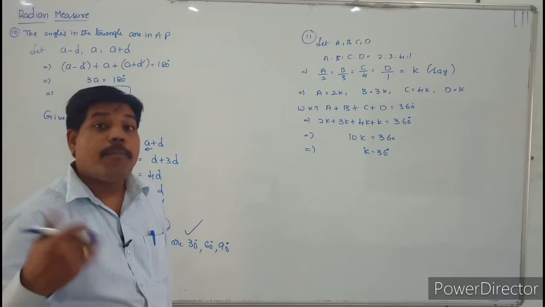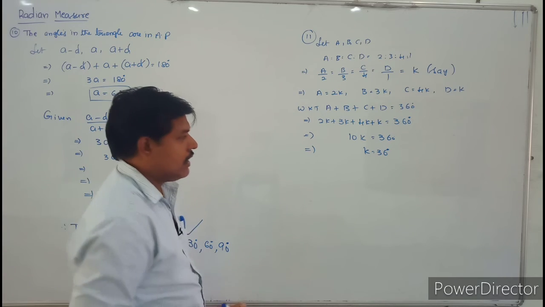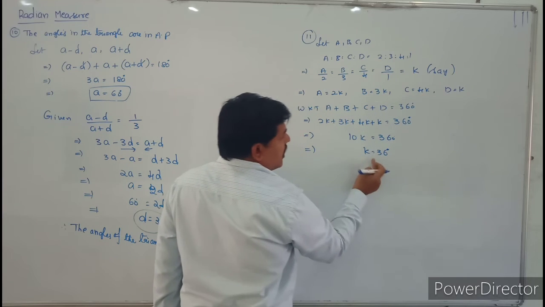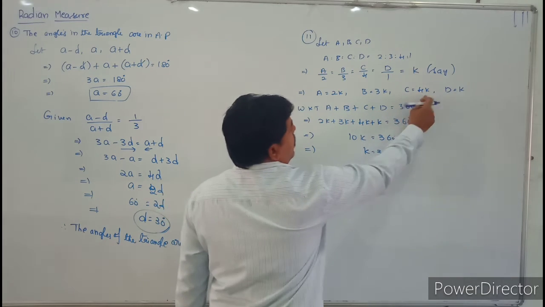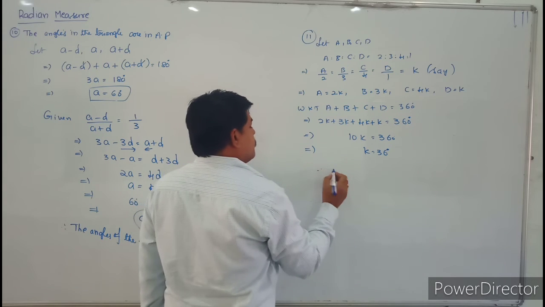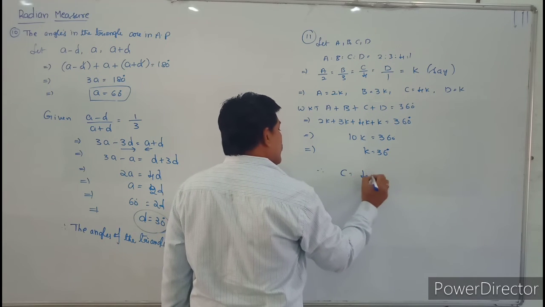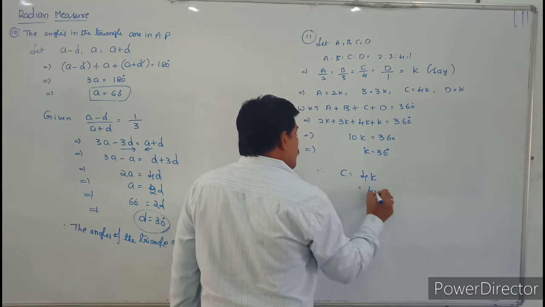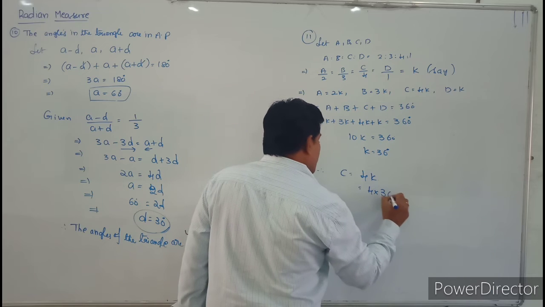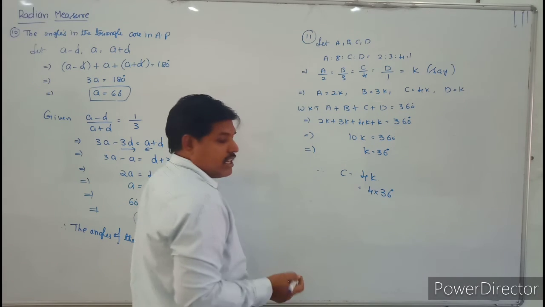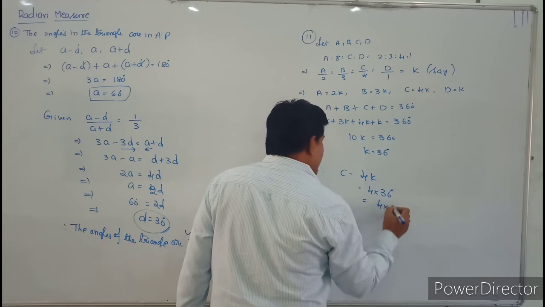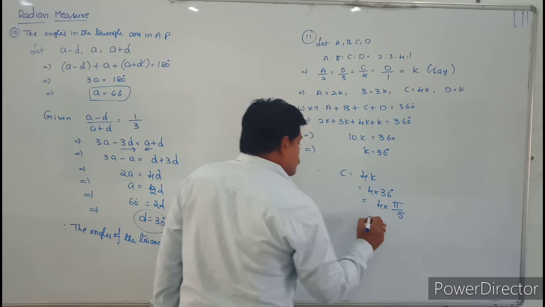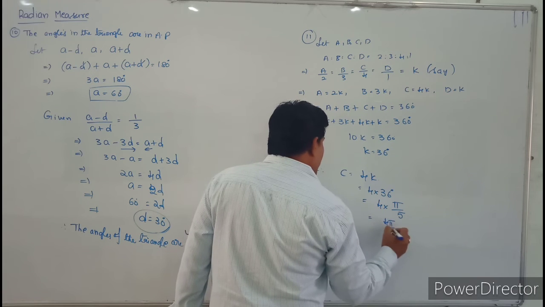What is the condition they are asking? You have to calculate the maximum value. So what is the greatest angle? Among 2k, 3k, 4k, this is the greatest angle. Why? Because k value is positive, so automatically 4k is the greatest angle. Therefore C is equal to 4k, the greatest angle. So 4 into k value, k value is 36 degrees. 4 into 36 is 4 pi by 5.